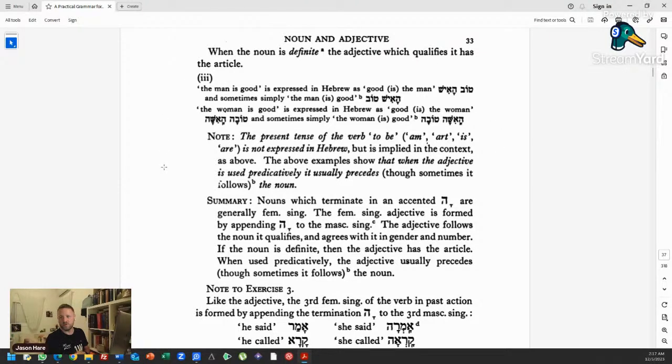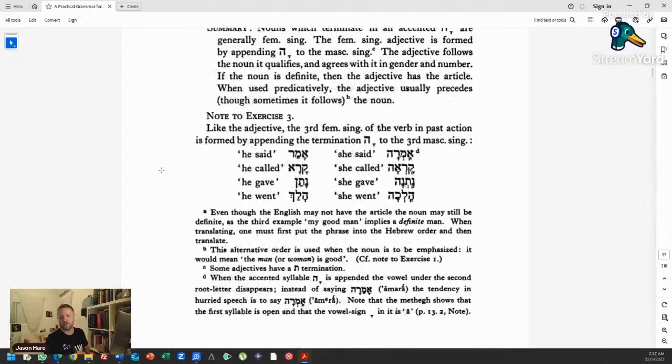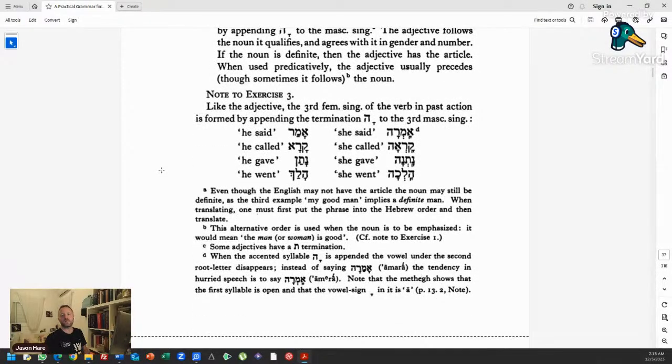Tov ha'ish, good is the man. This is what we went over in the exercises. Then they give us for the exercises amar and the feminine amra. Kara, kara. Natan, natna. Alach, halcha.